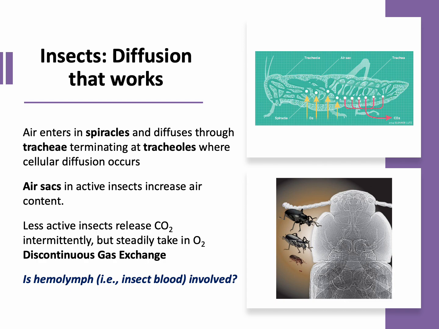In the case of insects, they don't have that. They don't need that, right? They have this other system, so they don't need to transport oxygen or carbon dioxide with pigments like we do. We need hemoglobin to do that. So it's not involved at all.